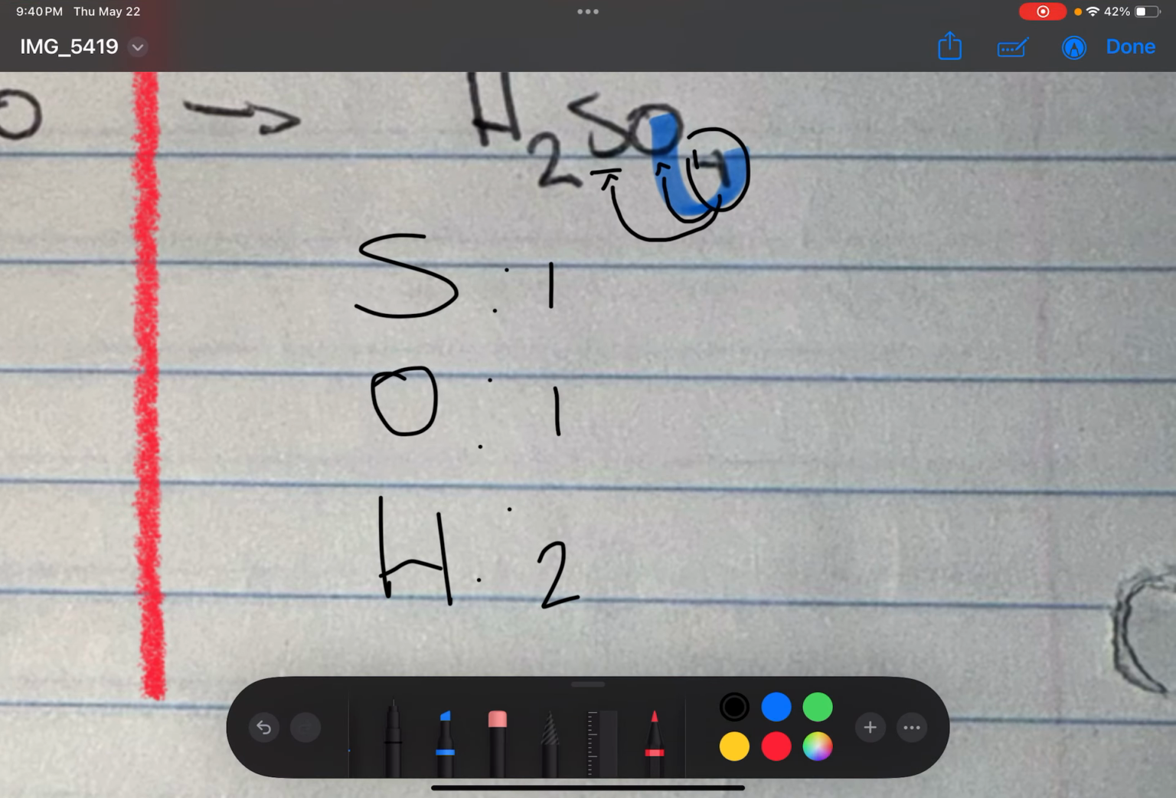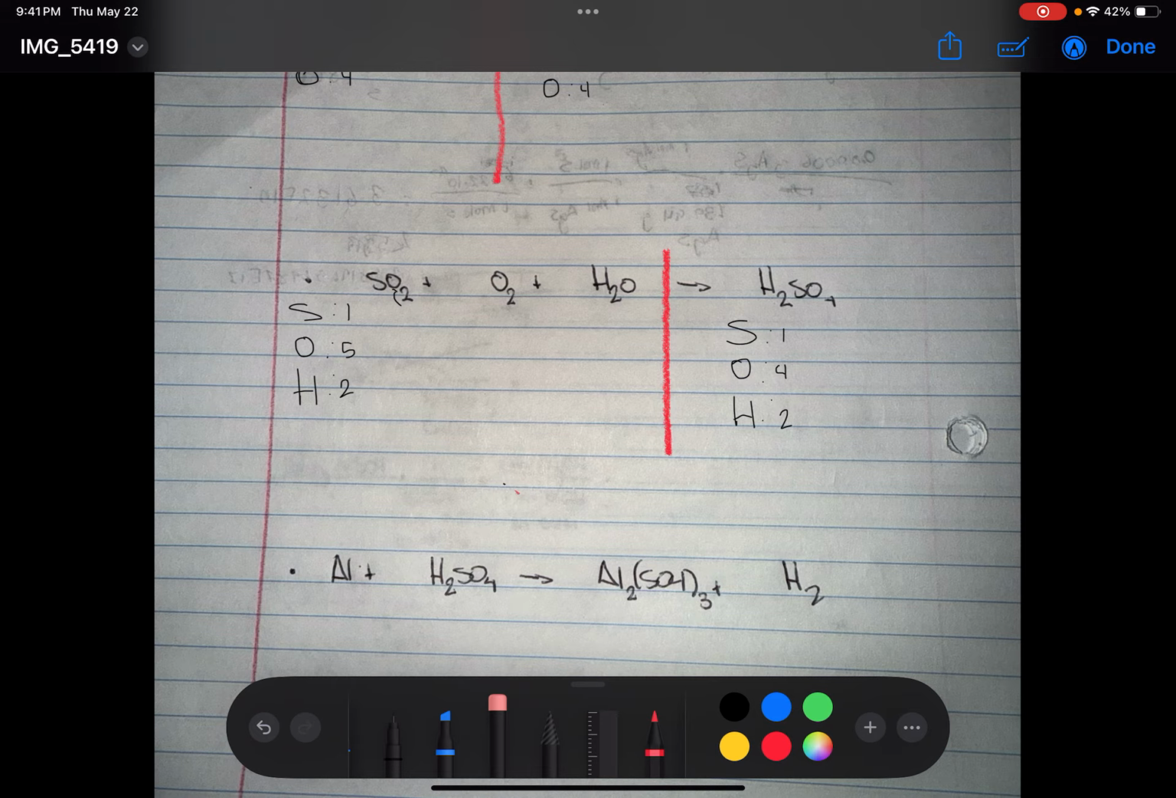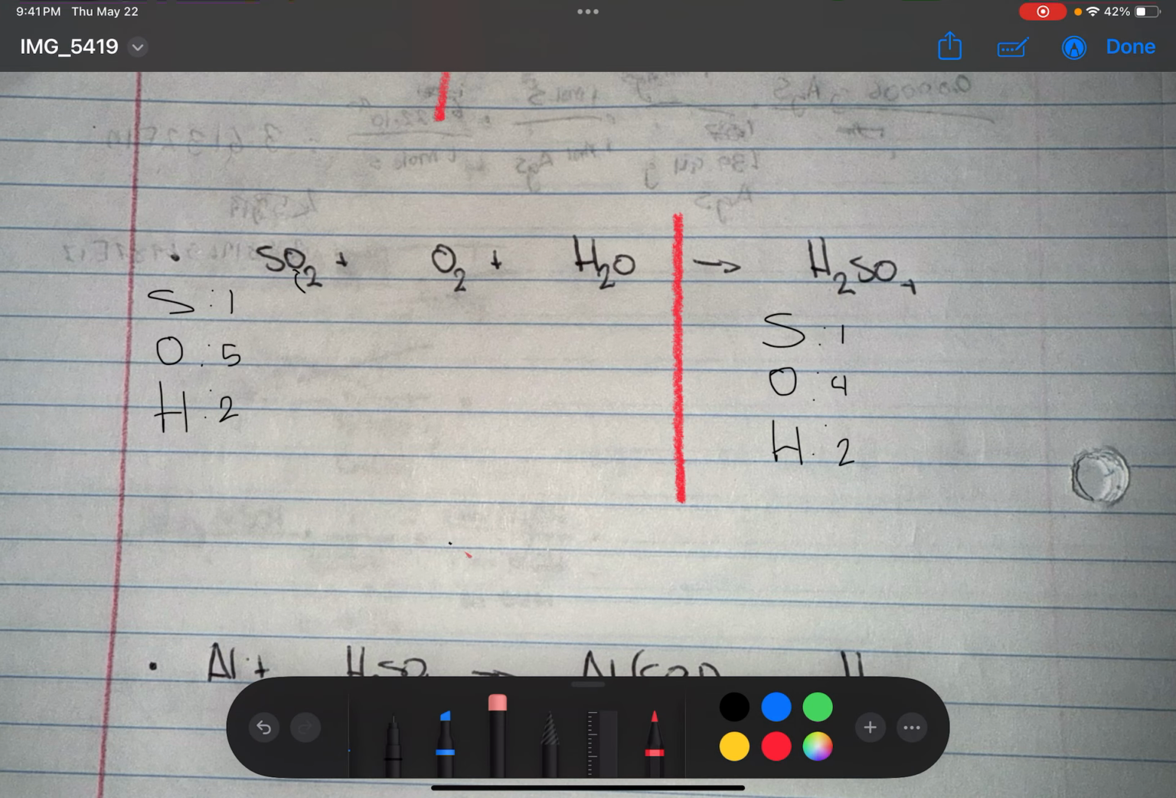Let's take a good little look. We have one S. We have 5 O's. And then over here we have 4 O's. So what should we do, guys? Let's take a good little look. Everything else is balanced. So our only option here is to multiply this.